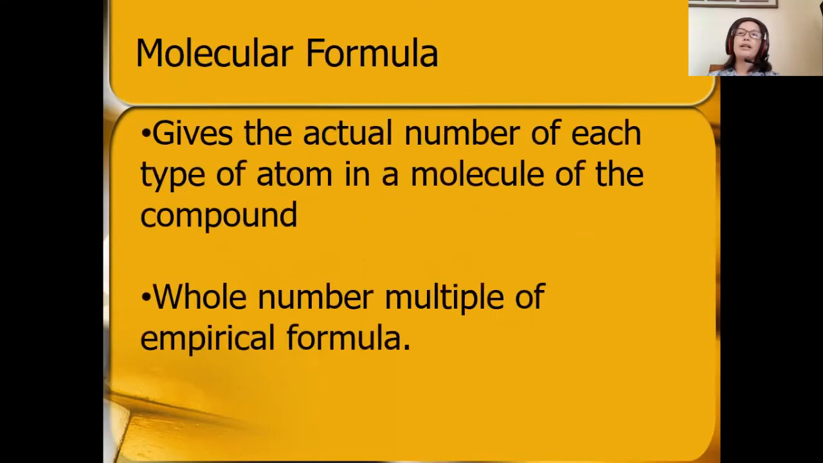Molecular formula, on the other hand, gives the actual number of each type of atom in a molecule of a compound. And this is a whole number multiple of the empirical formula. So the molecular formula gives the actual number of each type of atom in a molecule. And this is simply the whole number multiple of the empirical formula.